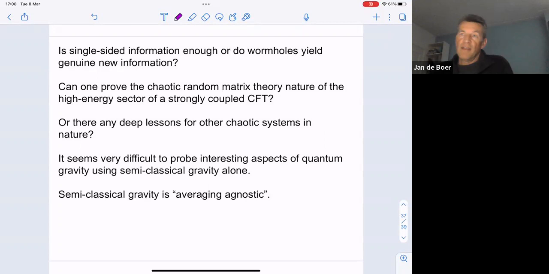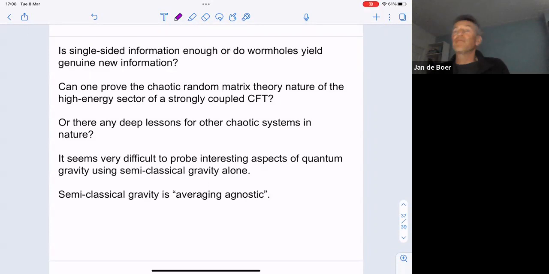If what is being said here is all correct, then one conclusion will be that it is incredibly difficult to probe proper interesting aspects of quantum gravity using only semi-classical gravity. It's like semi-classical gravity is doing the best possible job that it can to hide anything quantum from observation, which would be a bit disappointing from an experimental point of view. And the last thing I wanted to point out is that according to this picture, semi-classical gravity is averaging agnostic. The high energy theory could be averaged, it could not be averaged, but whether or not it is is irrelevant, because semi-classical gravity cannot see the difference between the two.